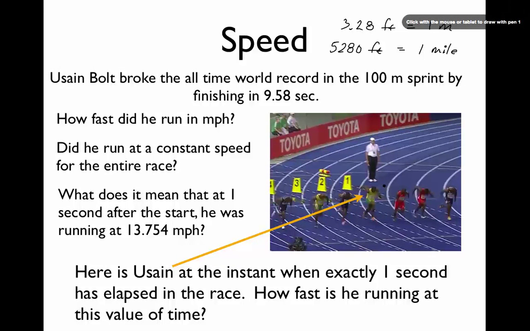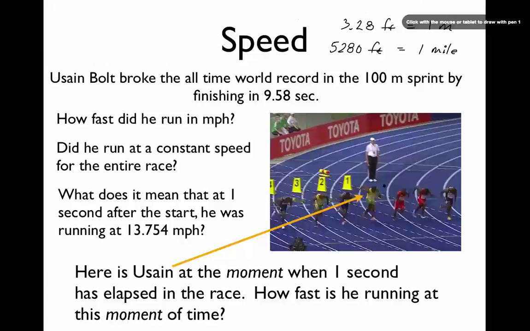So how we're going to clarify this question, what does it mean that at 1 second he's running 13.754? We're going to talk about what's called a moment. Here is Usain at the moment when 1 second has elapsed. How fast is he running at this moment of time? And by moment, we're going to mean a small change. A small change. Okay? That's different than differential. We'll get to the difference in a second. But by a moment, now we're saying, let life be blurry. So speed is blurry. So let's see the blur. Let's get a little change in time. Now we can talk about that he's actually going 13.754 miles per hour.